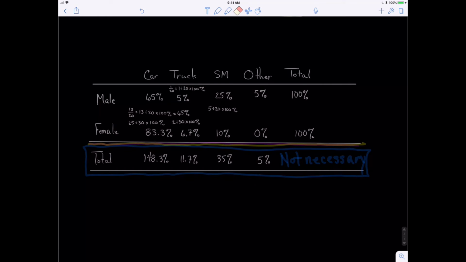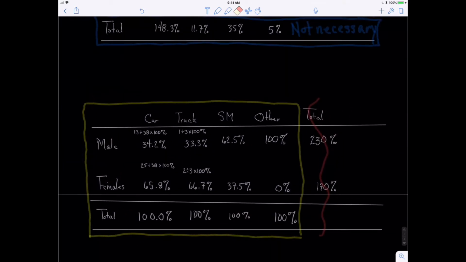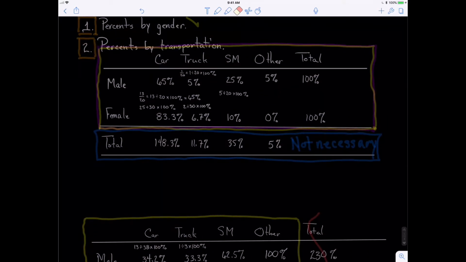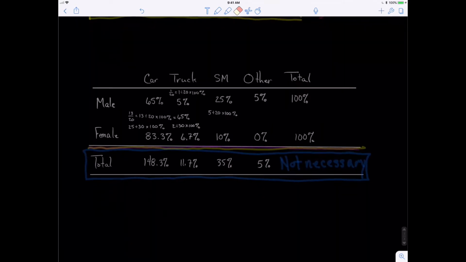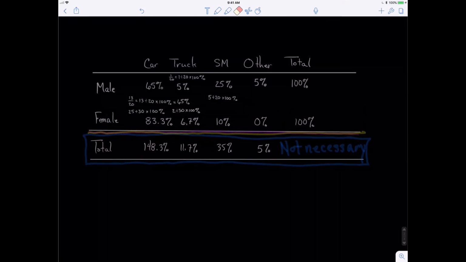Hi, we're going to continue lesson 5, and in this lesson we're going to understand what it means when our rows total to 100% or our columns total to 100%. So I have copied our table from up above, the first one we made, where we wrote the percents by gender. I brought the table down here, and that's where we're going to begin today.